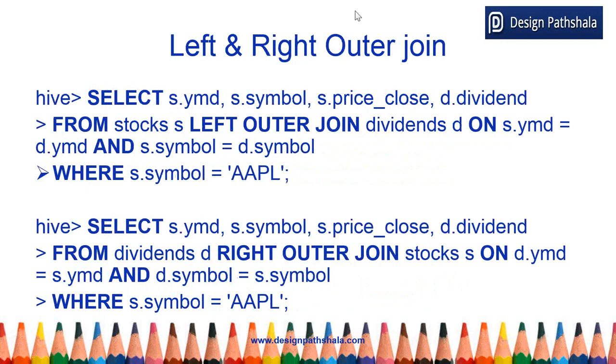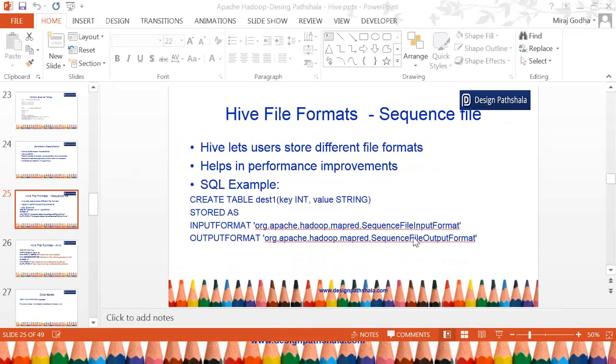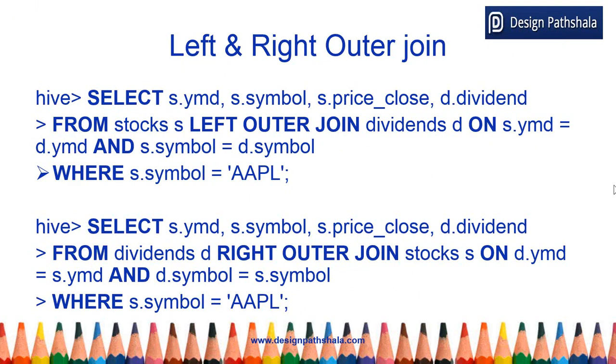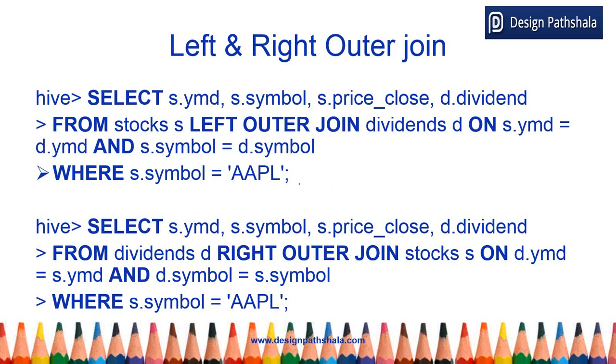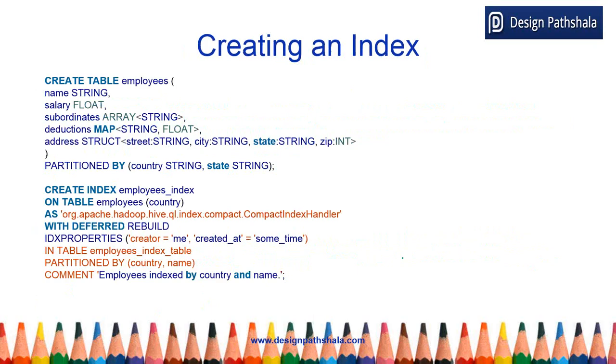Does anyone want me to explain what left outer and right outer joins are? Okay. So we can have left outer joins, we can have right outer joins. I hope everyone understands all these things. These are pretty basic things. I'm just assuming. If you want me to explain, please ping me. No. One says no. Okay.